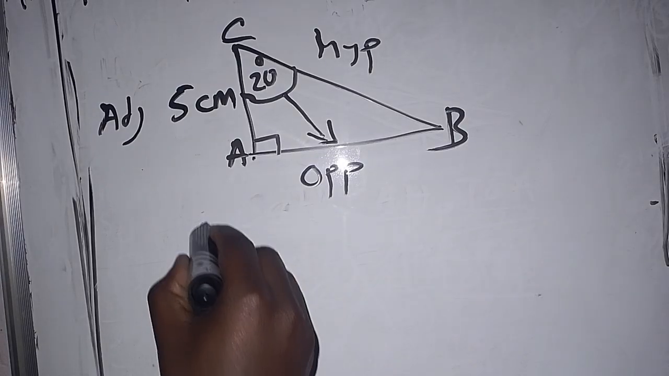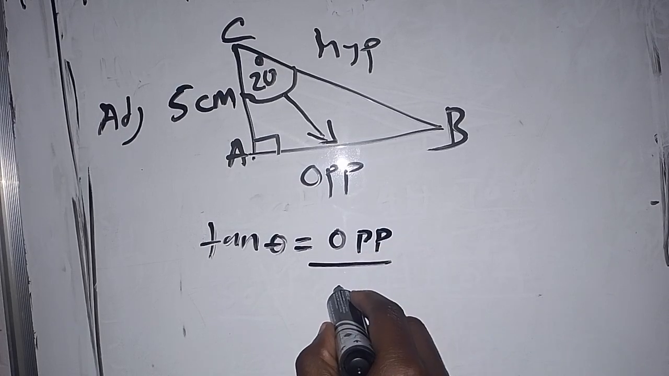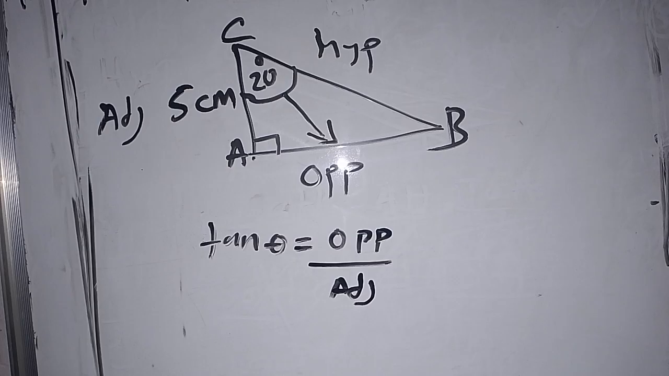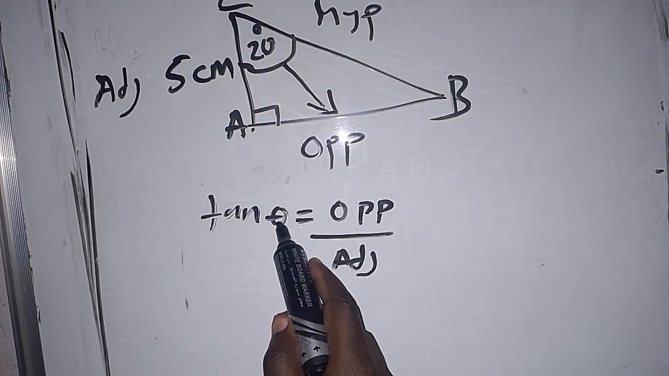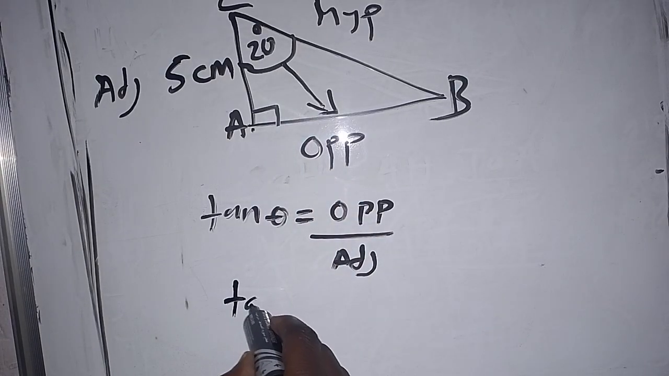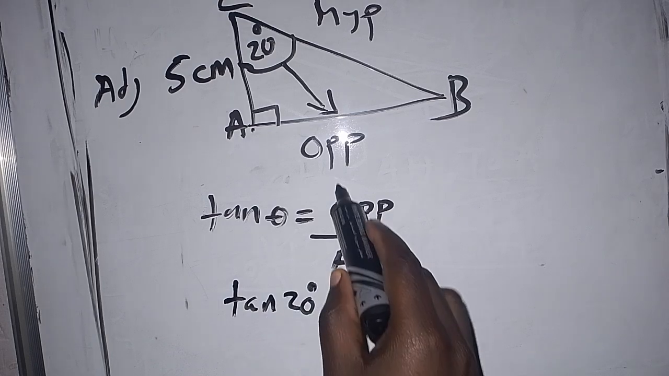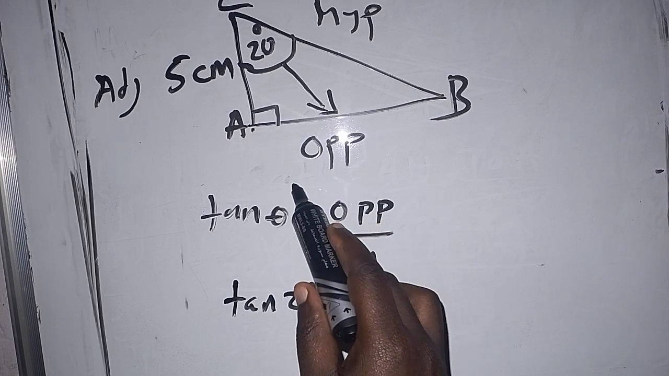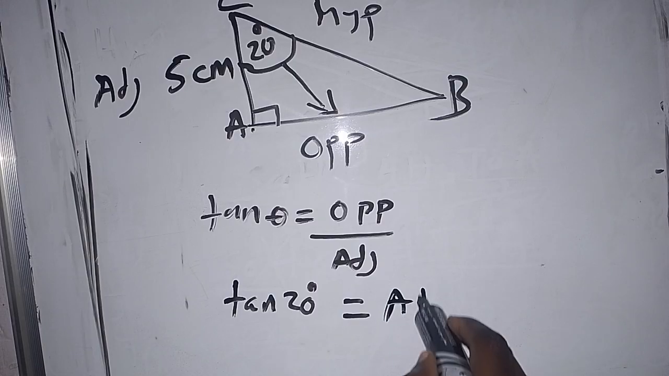Now we have to know that tan theta is equal to opposite over adjacent. So tan compares with the opposite and the adjacent. Now from here, what is our theta? Our theta is the given angle, which is 20 degrees. So we are going to say we have tan 20 degrees equals to opposite. Remember we said let AB be equal to opposite, so where there is opposite, you are going to replace with AB.